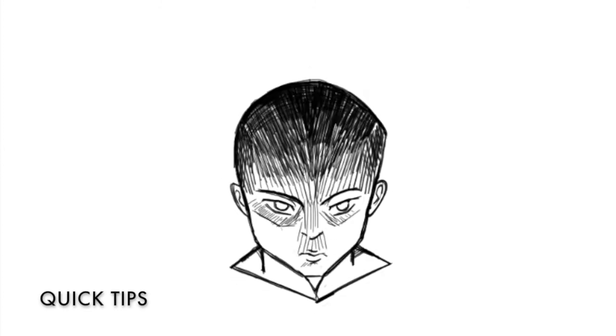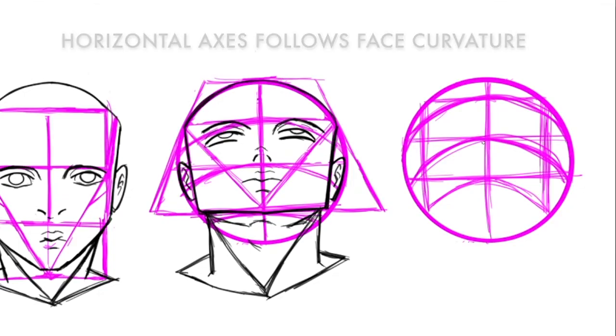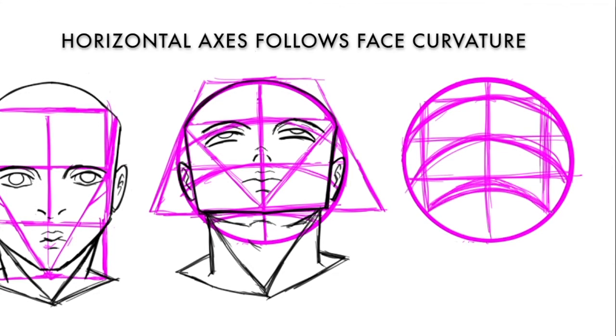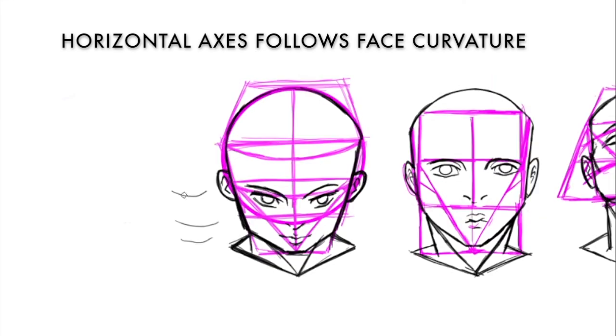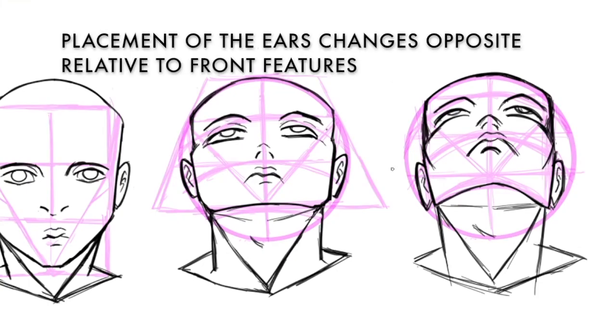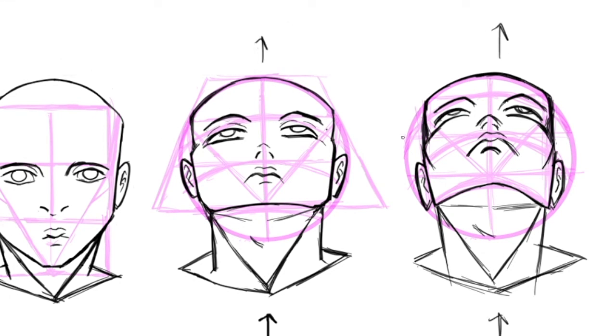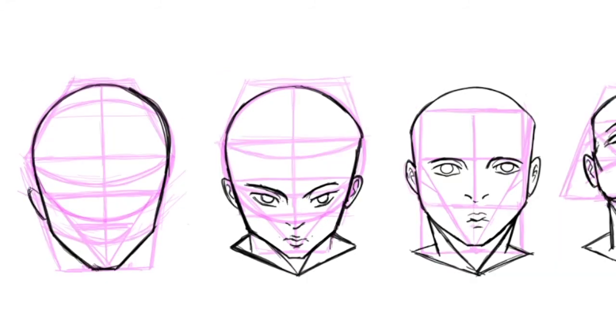To summarize, here are some quick tips when the face tilts up and down. First, the horizontal axis follows the curvature of the face, so draw your lines accordingly, either progressively upward curving or downward curving to match the tilt. Second, be mindful of the placement of the ears relative to the front of the facial features. Tilting up will have ears relatively lower than the facial features, and a head tilting down will have an ear relatively higher than the front-facing features.